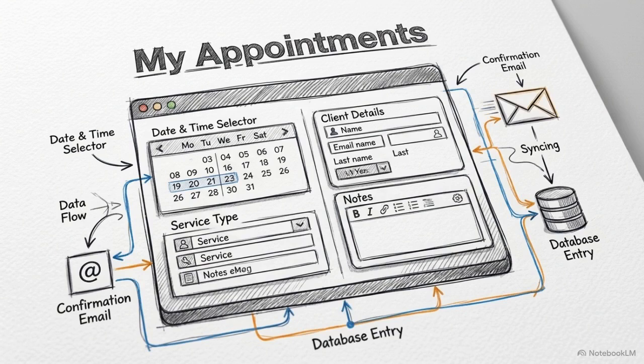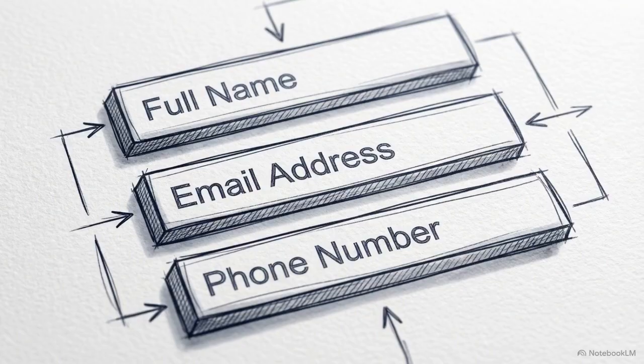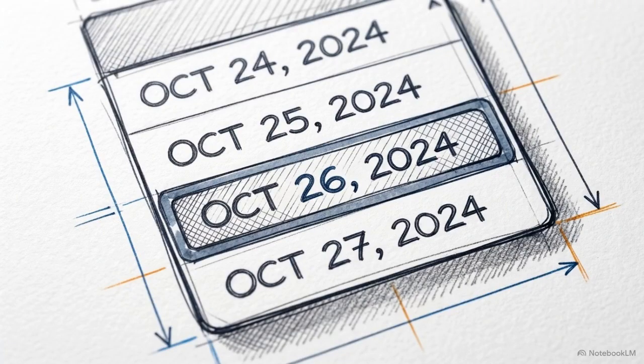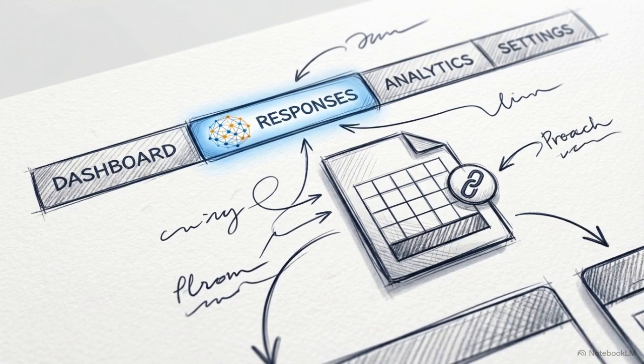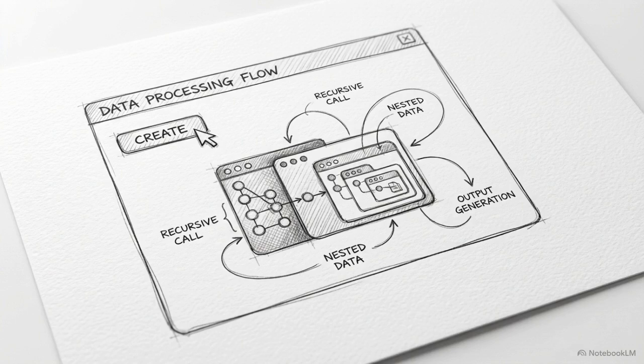Step 1 is creating the intake mechanism. Open Google Forms and create a new blank form titled My Appointments. Add 4 required short answer fields: name, email, phone number, and date. Make sure the data type matches the required input exactly. Next, navigate to the Responses tab at the top of the form and click Link to Sheets. Give the destination spreadsheet a matching name and click Create.